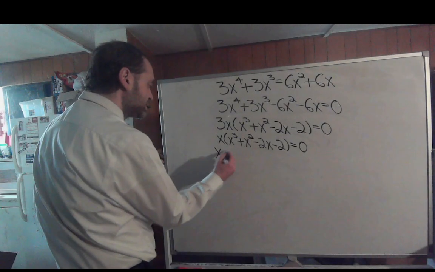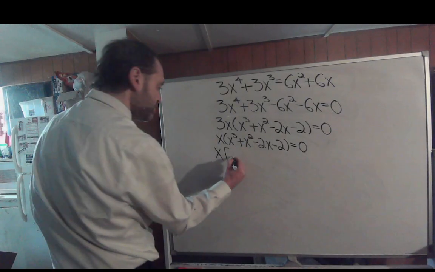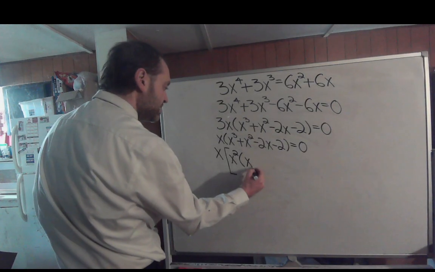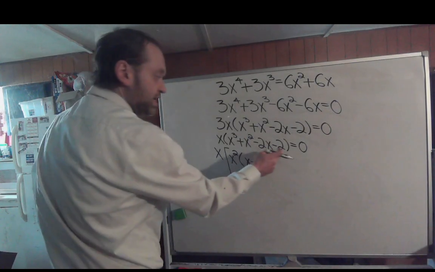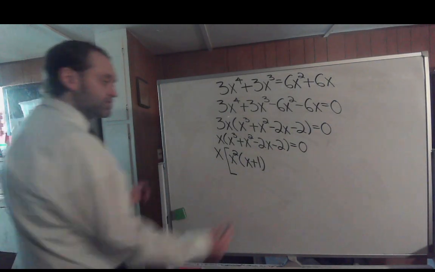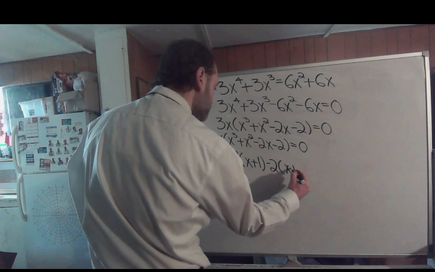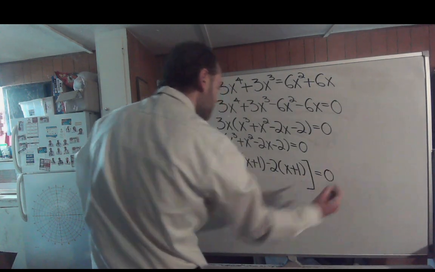You'll have x times the quantity of, look at your first 2 terms, you could factor out a common x squared. That'd be x squared times x plus 1. And then look at that -2x minus 2. You could factor out a common -2, so that'd be minus 2 times x plus 1. All that is equal to 0.